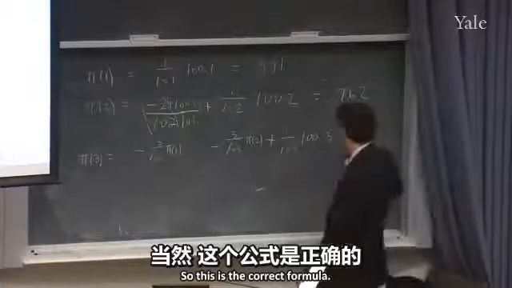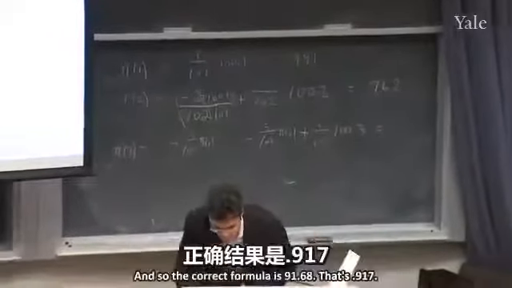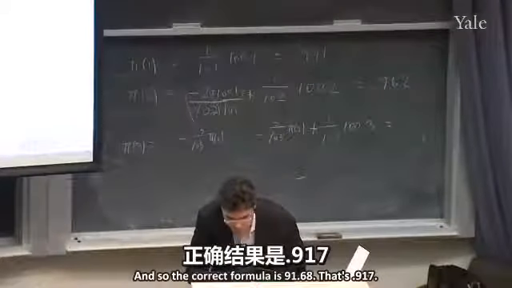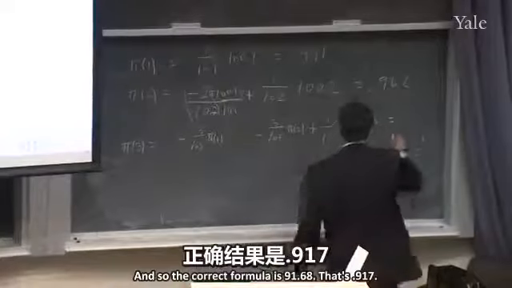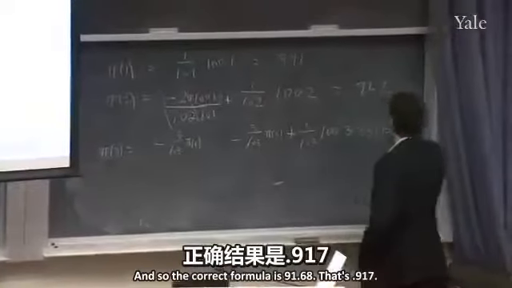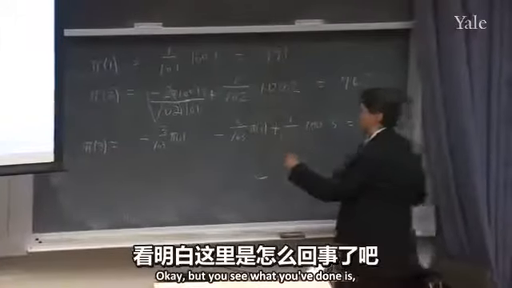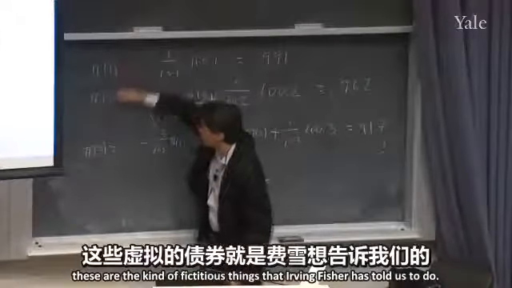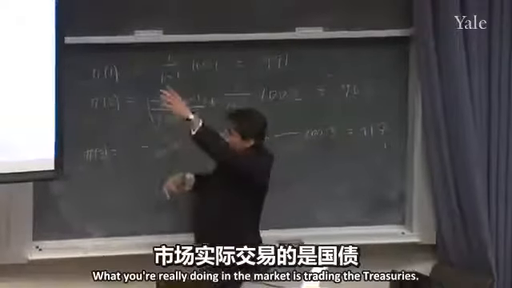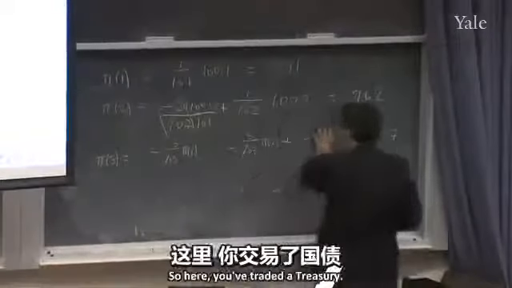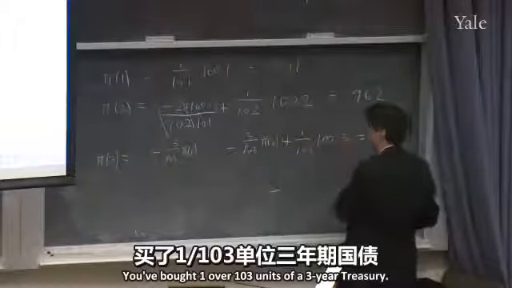So this is the correct formula. That's correct, and we can figure out what that is. Okay, and so the correct formula is 91.9917. Okay, but you see, what you've done is these are the kind of fictitious things that Irving Fisher has helped us deduce. What you're really doing in the market is trading the treasuries. So here you've traded a treasury. You bought 1 over 103 units of a 3-year treasury.